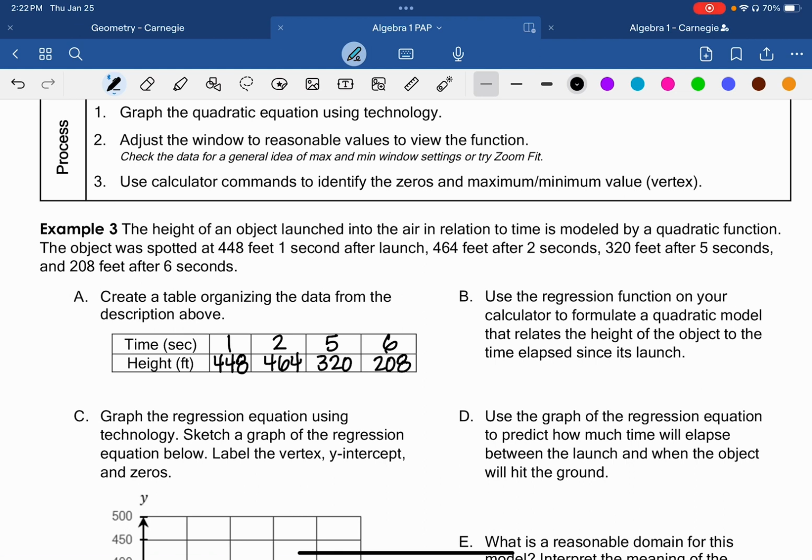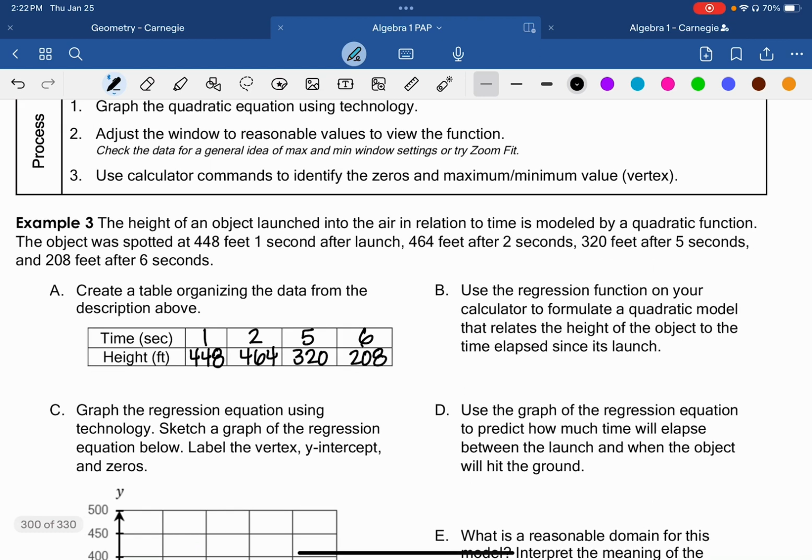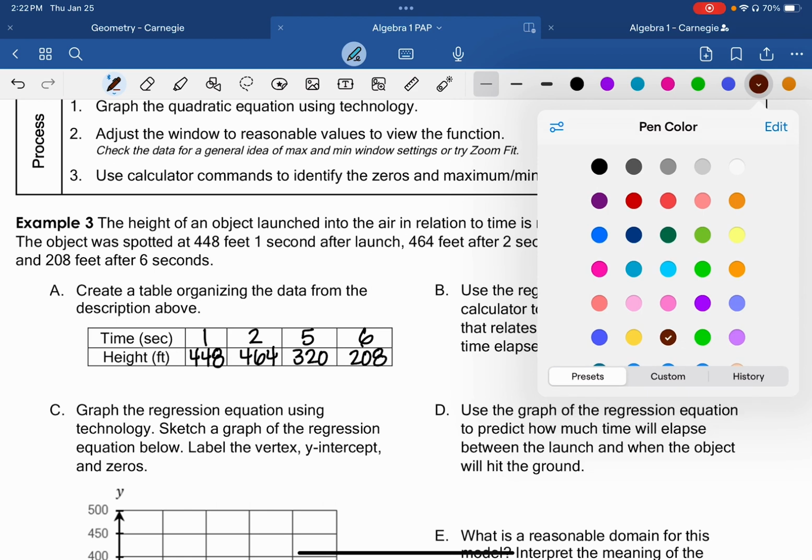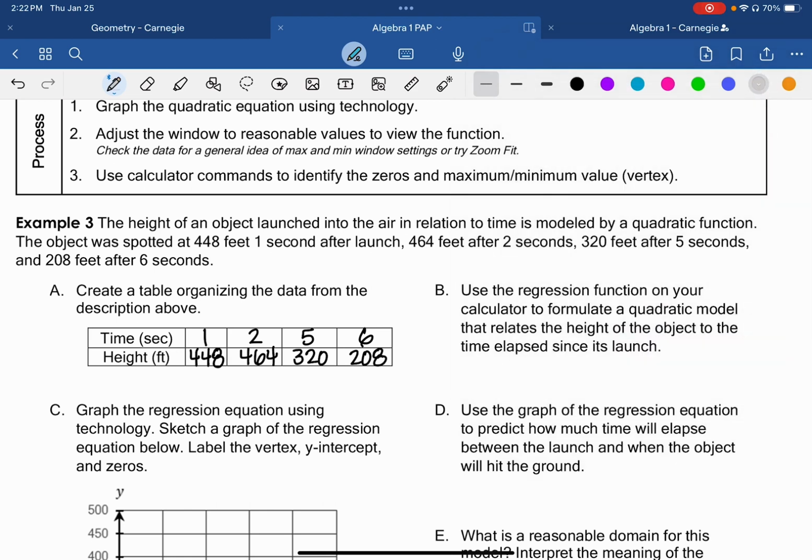Okay, in part B, I'm going to use my regression function on my calculator to formulate the quadratic model that represents the height of the object to the time elapsed since it's launched. Remember, normally we would probably use t for time. I'm going to make it x, and for height we could use h of t, but I'm going to use y because they're more commonly used.